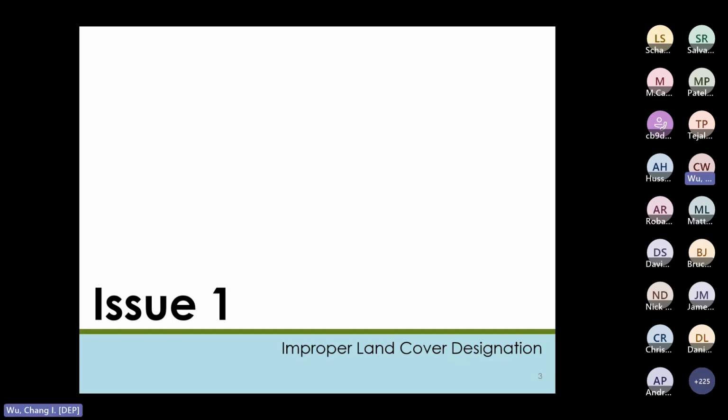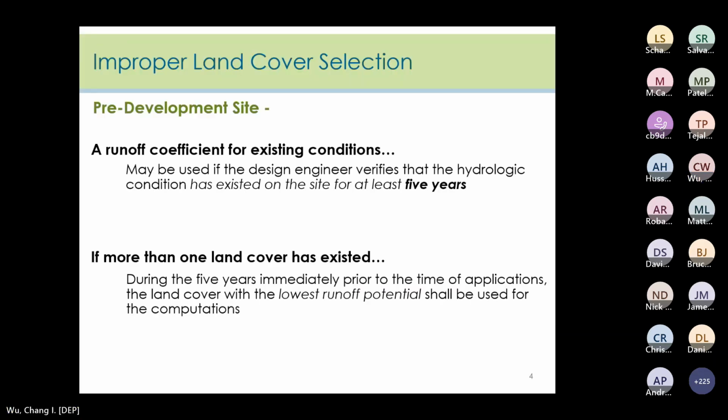The first issue is improper land cover designation. The project we are going to talk about was reviewed by the township under the Stormwater Management Rule effective on March 1st, 2021, which means that although it was under the old rules, the issue that we want to address is still valid under the new rules. Therefore, we will put the project in the context of the Stormwater Management Rule effective on March 2nd, 2021.